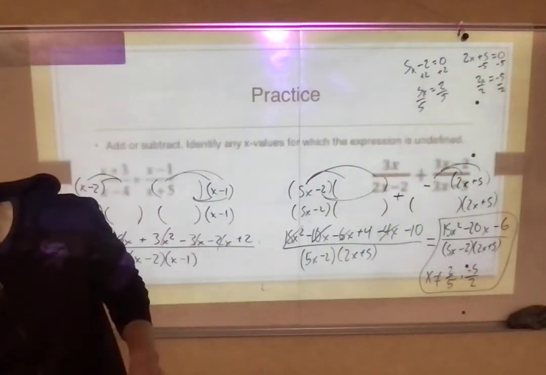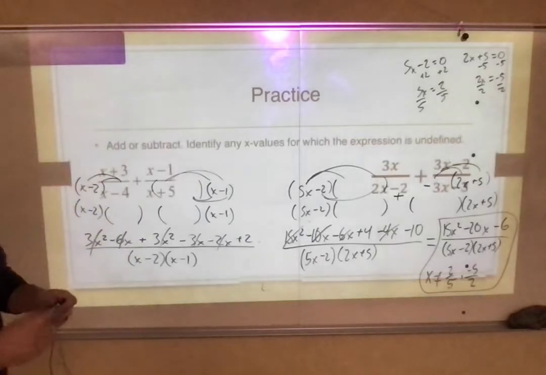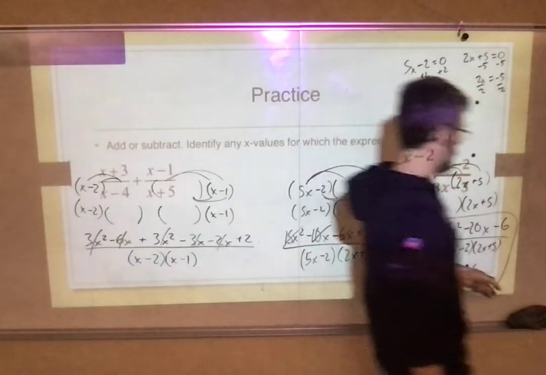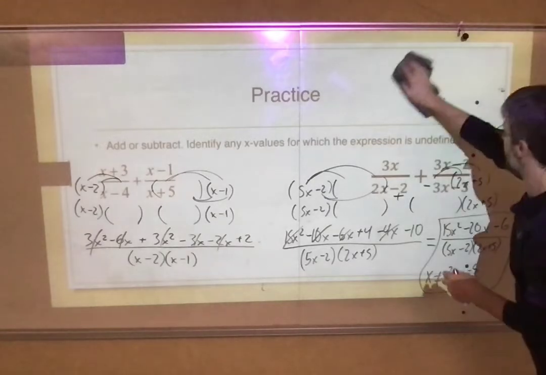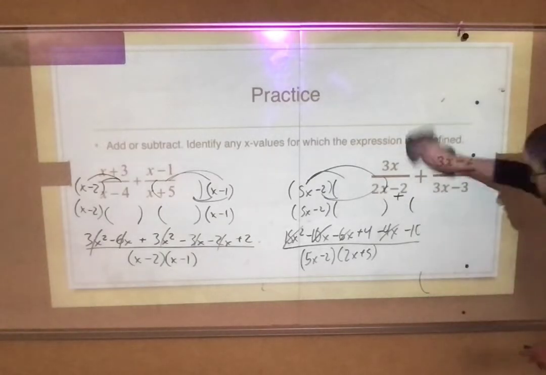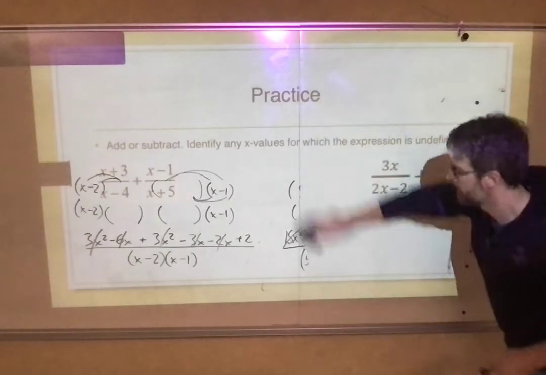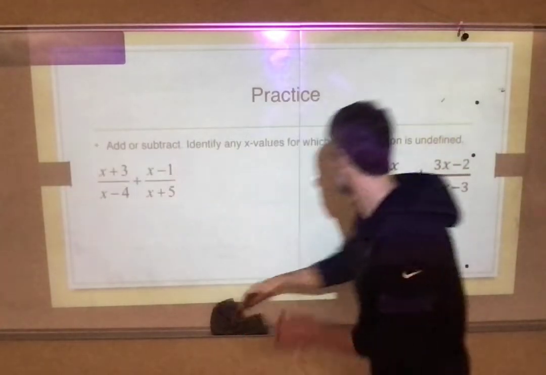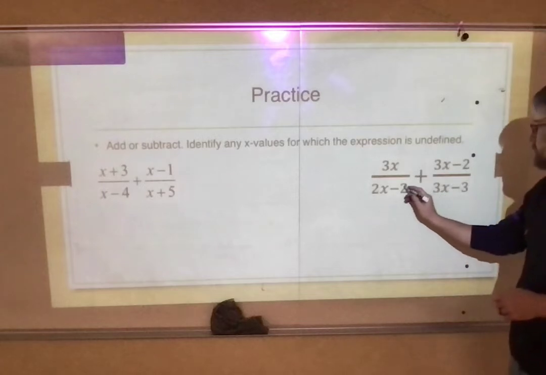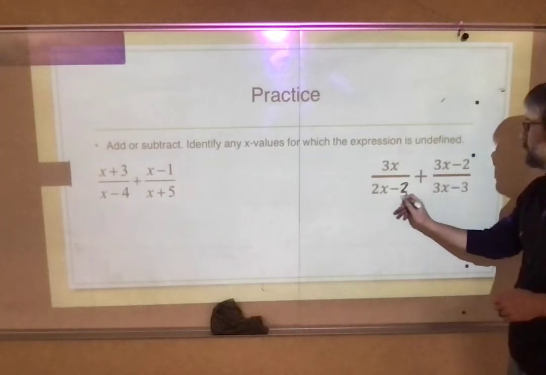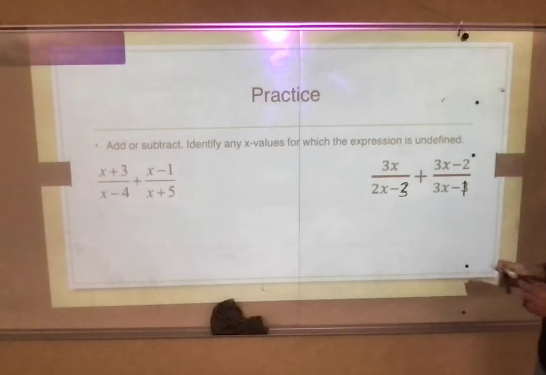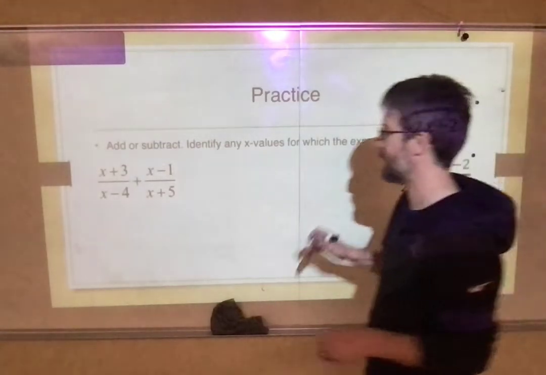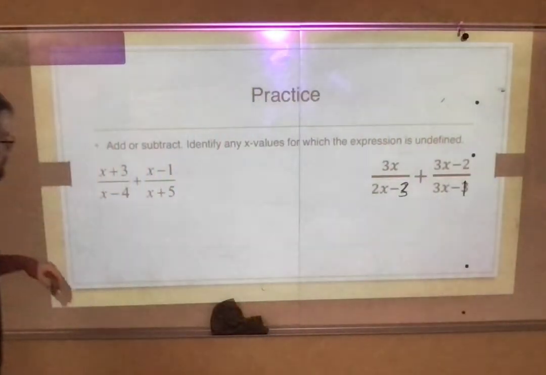All right. Here are a couple to try. However, there's a typo with this one. I think this is supposed to be a 2x minus 3, and this I'm just going to change to a 3x minus 1, and then it's not factorable, no common factors.